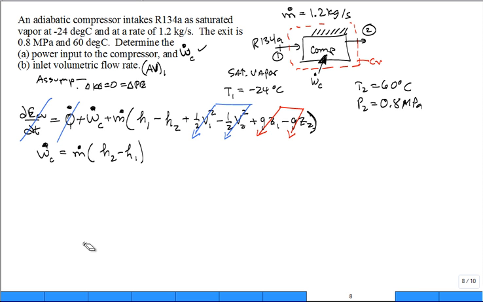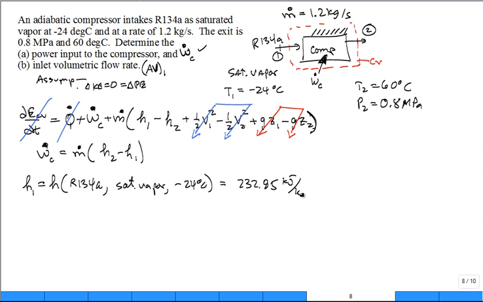Now we go and we say, I need to get these enthalpies. So I'm looking for enthalpy 1. It's the refrigerant 134A. It's saturated vapor at negative 24 degrees C. And you have to be able to get that enthalpy. True? When we look up that enthalpy, we find that it's 232.85 kilojoules per kilogram. It's h of g at that temperature.